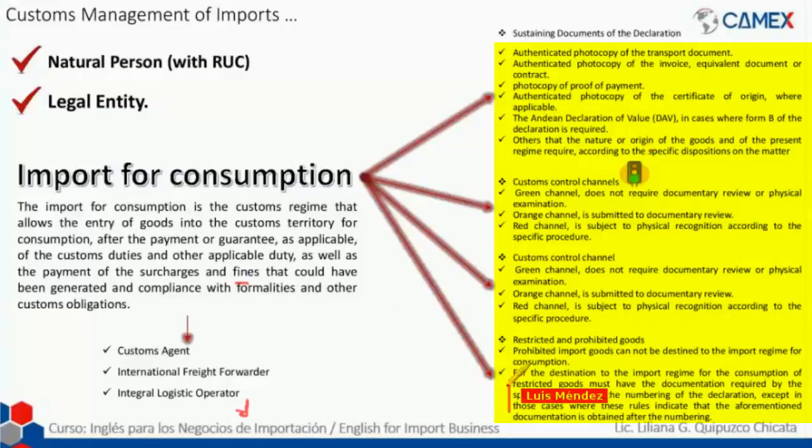So there's a list of restricted and prohibited goods that you can find on SUNAT. You just type on Google restricted and prohibited goods SUNAT and you will have the list of products. In this case, in Spanish it would be restringidos y prohibidos.